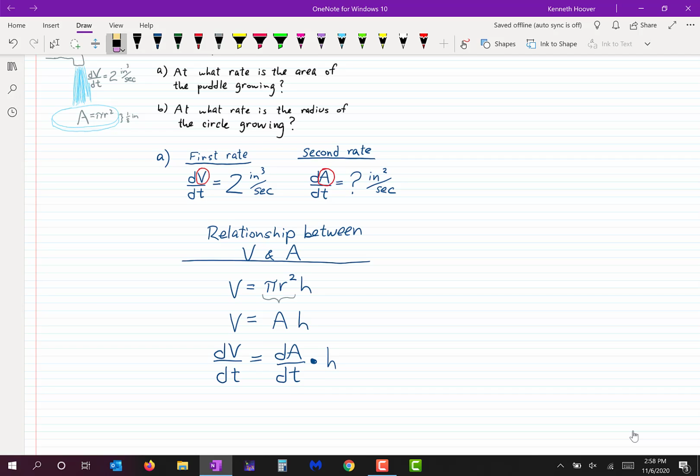So, either way, we're going to end up with this. dV/dt equals dA/dt times H. Okay? Plug in what we're given. What are we given? We're told that this is 2 cubic inches per second. We're told that this is 1/8 of an inch. So let's plug those in. 2 cubic inches per second equals dA/dt times 1/8 of an inch.